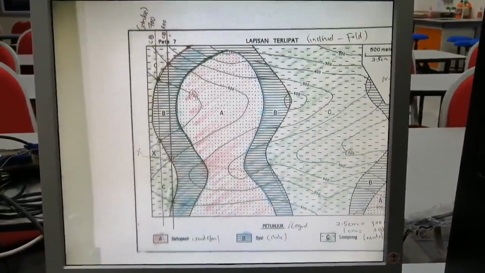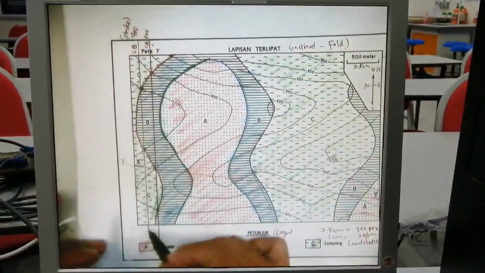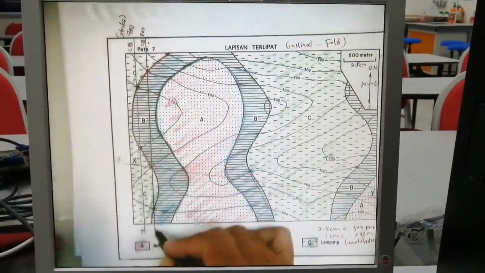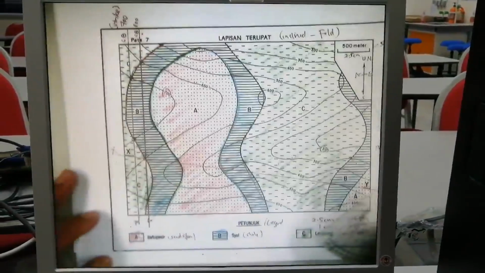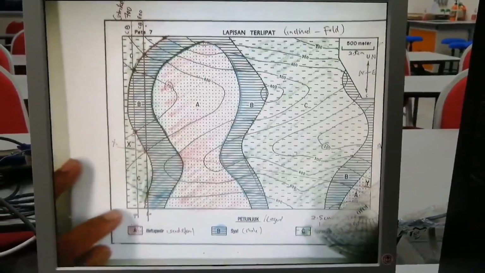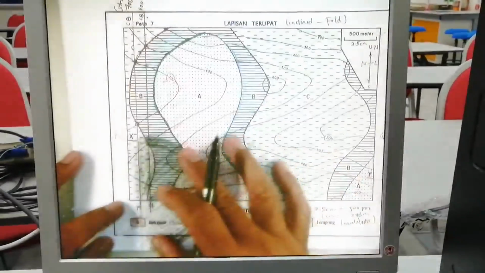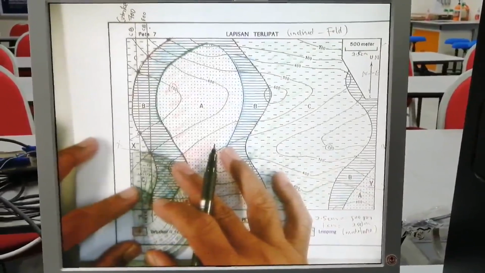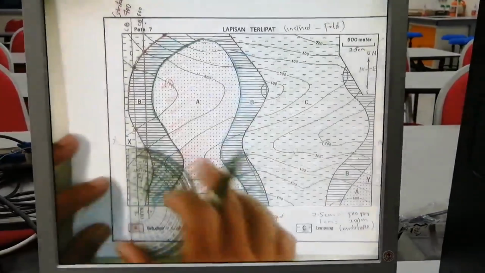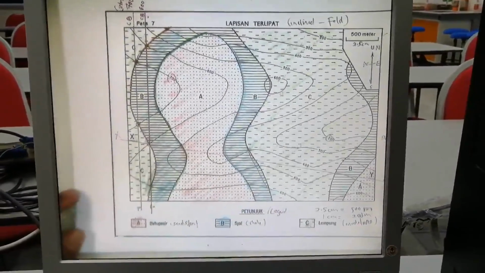So this is our strike line, first for 700, and this one is 600. This dip direction is perpendicular to the strike. Choose the highest point, the highest is 700. Perpendicular. This one is correct.